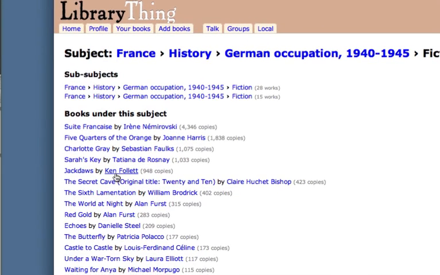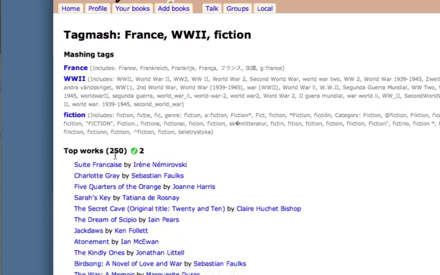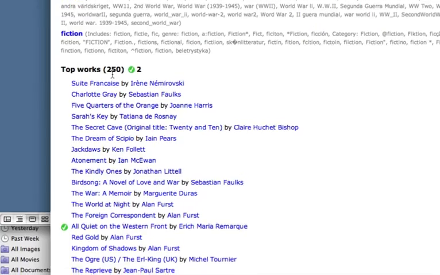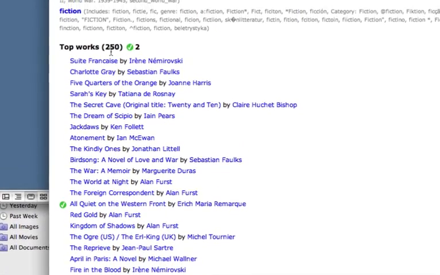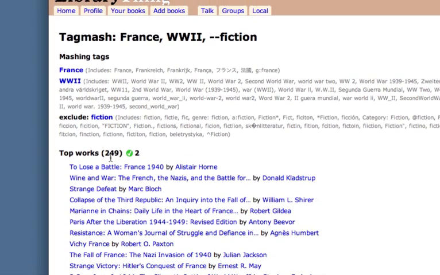Well, the answer that we have, and I think it's a partial answer, is to do so-called tag mashes, where you say, give me books that are tagged France, World War II, and fiction, and kind of weight them together. And the list is actually quite similar. So Suite Française is on the top of each one. And good thing to do. You could also say France, World War II minus fiction. So take away the fiction.